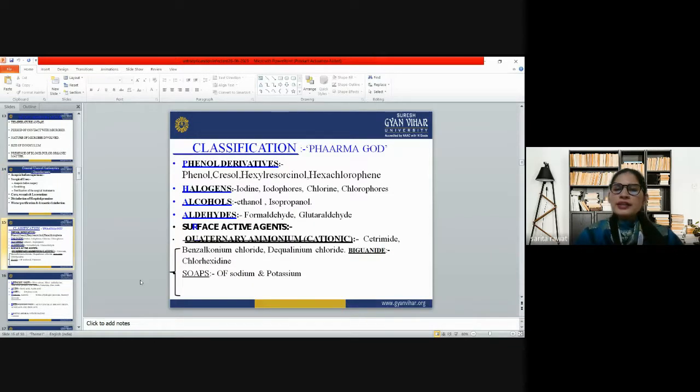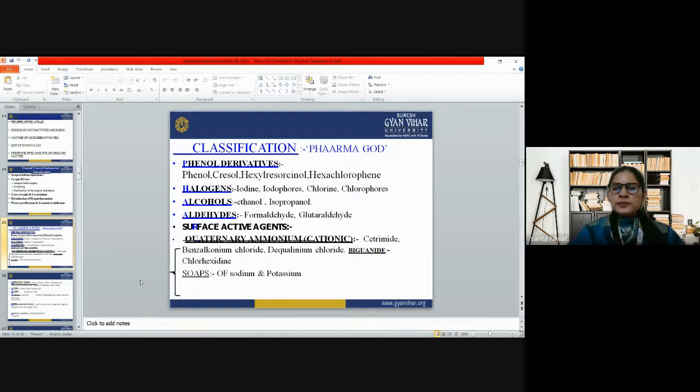Now we have the classification of disinfectants. They are also known as PHARMA GOD. P for phenol derivatives, which include phenol, cresol, and hexachlorophene. So these are some phenol derivatives that are used as antiseptics and disinfectants. Then we have H for halogens. So halogens are iodine, iodophores, chlorine, and fluorophores.